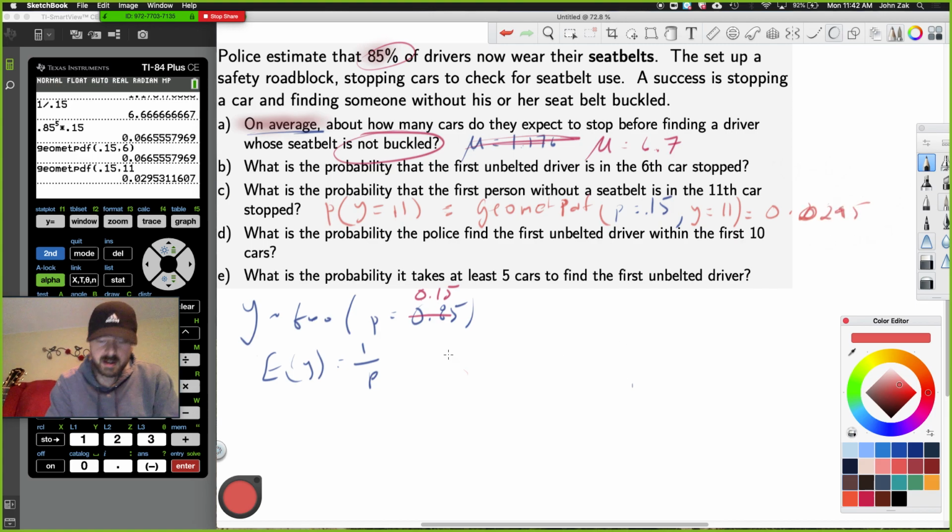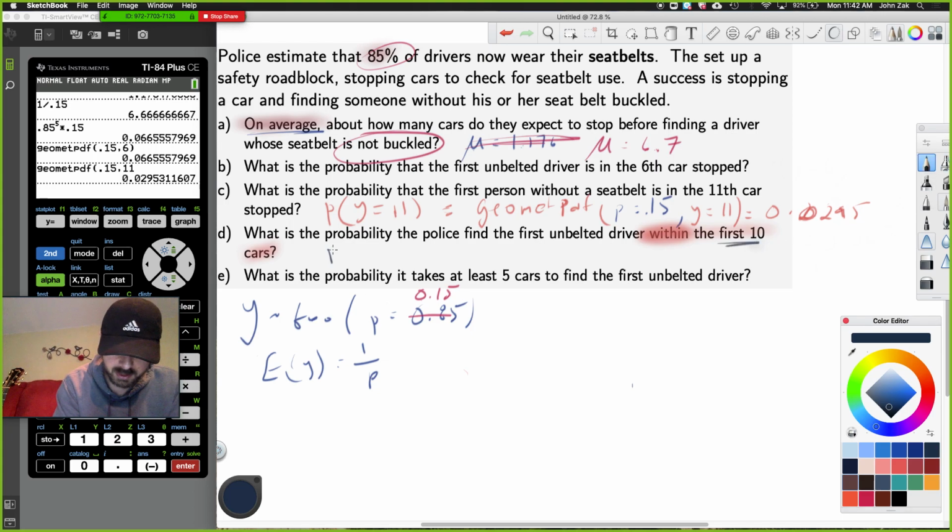Okay, so now a couple more questions. What's the probability the police find the first unbelted driver within the first 10 cars? Now notice the phrasing here. It says within, right? I'm zooming in on that. Within means it wasn't exactly on the 10th. It was within the first 10.